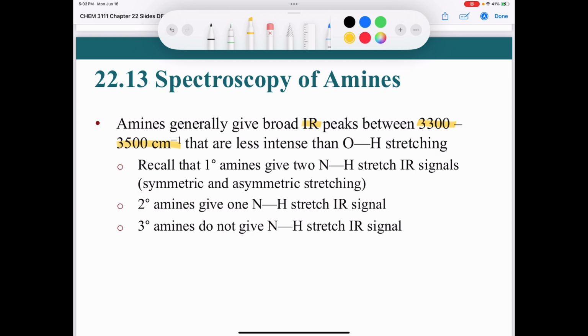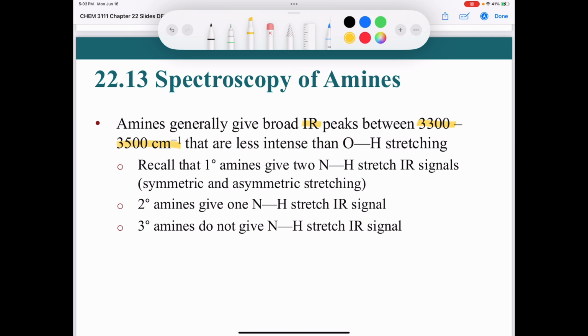And the signals that we see for an amine, the nitrogen-hydrogen stretching, is usually less intense than the oxygen-hydrogen stretching that we would see in an alcohol or a carboxylic acid. And that is because the nitrogen-hydrogen bond is less polar than the oxygen-hydrogen bond. And if you go back to infrared spectroscopy, you might remember that the more polar a bond is, the stronger its absorbance will be in the infrared spectrum.